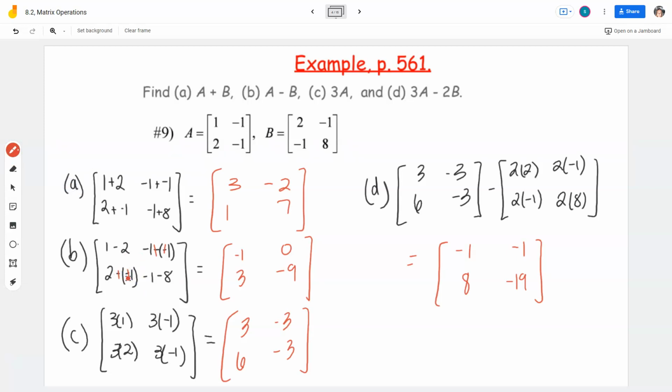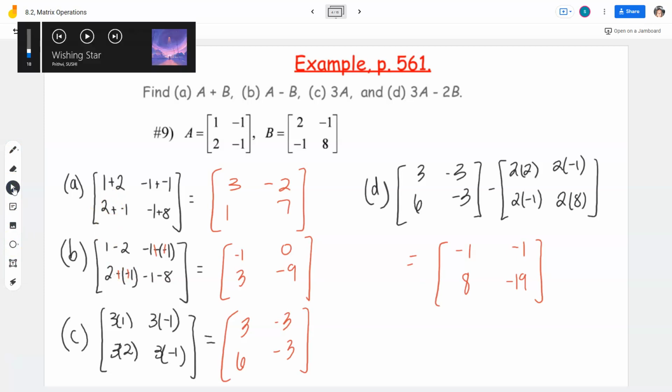How many did you get right? All of them. First try. So what have you practiced? What operations, guys? What have you practiced? Addition, subtraction, adding the opposite.